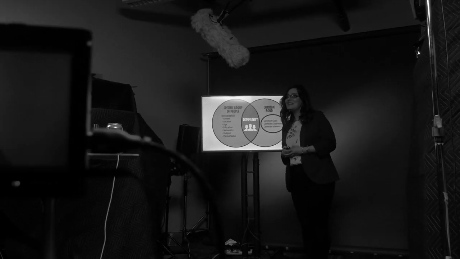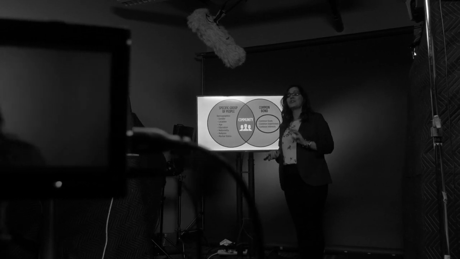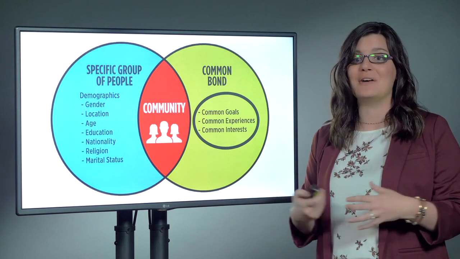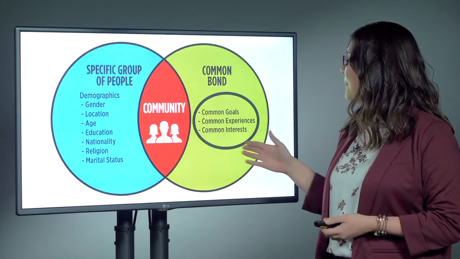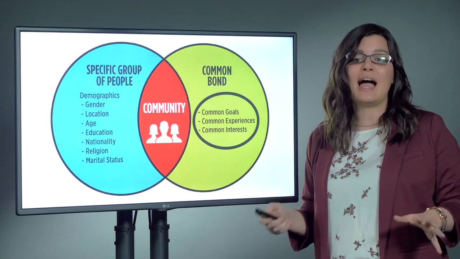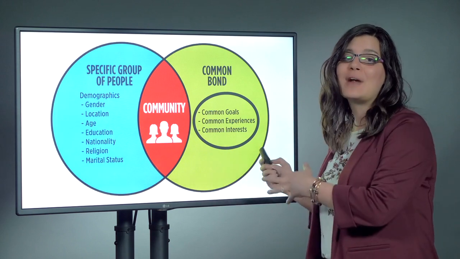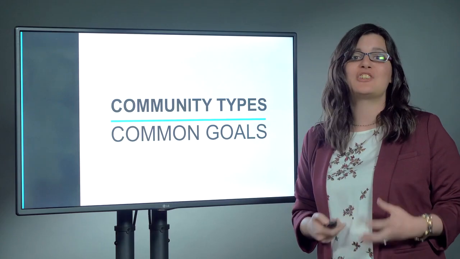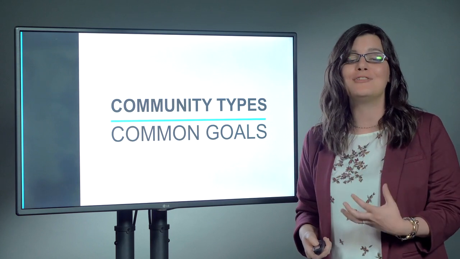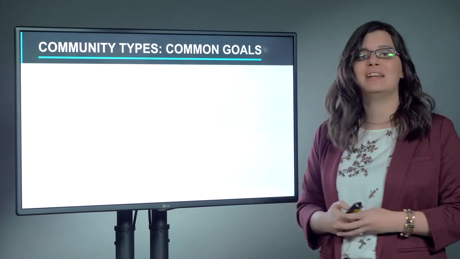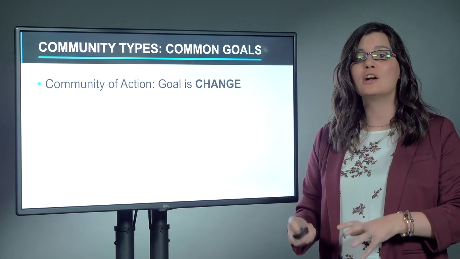So lucky for us, behavioral psychologists have figured out that there are 3 main areas that people tend to form bonds around, and that is common goals, common experiences, and common interests. We'll go over all the different types of communities that form around these commonalities. The first section is common goals. When all the members of your community share a common goal, it's a very powerful and uniting experience. So here are some community types that center around common goals.